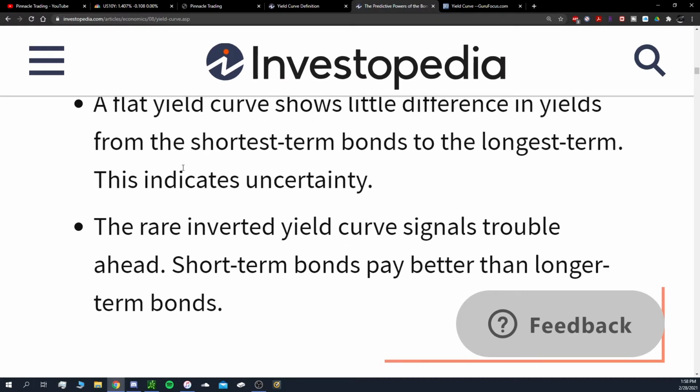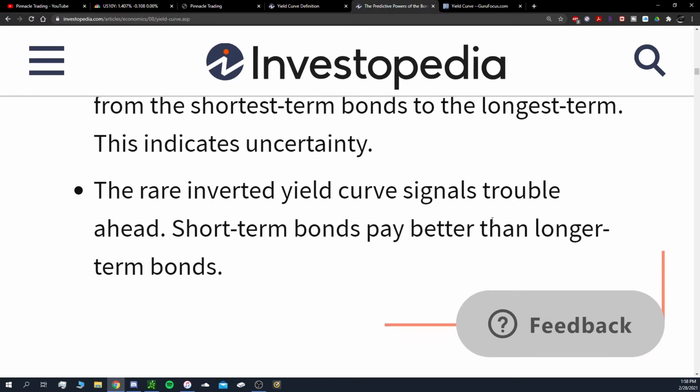And then we have the rare inverted yield curve. This is usually before a recession. This is what happened back in 2008 or 2002, 2003. That's where we see signs of trouble ahead. Short-term bonds pay better than long-term bonds. In a normal curve, short-term investments aren't paying as well as long-term ones. Inverted is vice versa. We see short-term bonds paying better than long-term bonds.